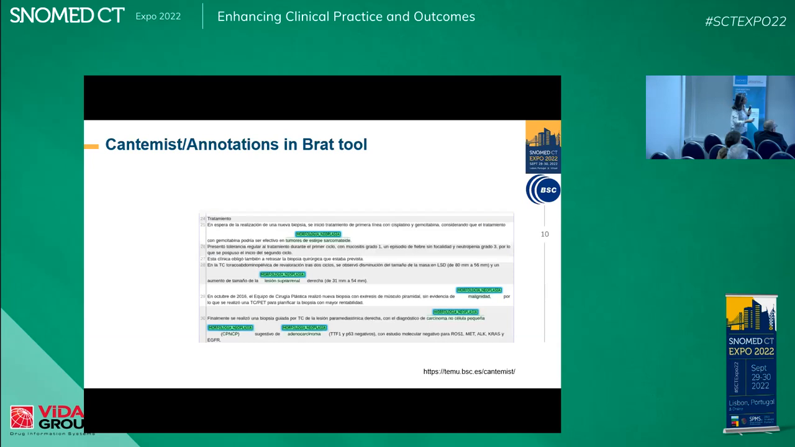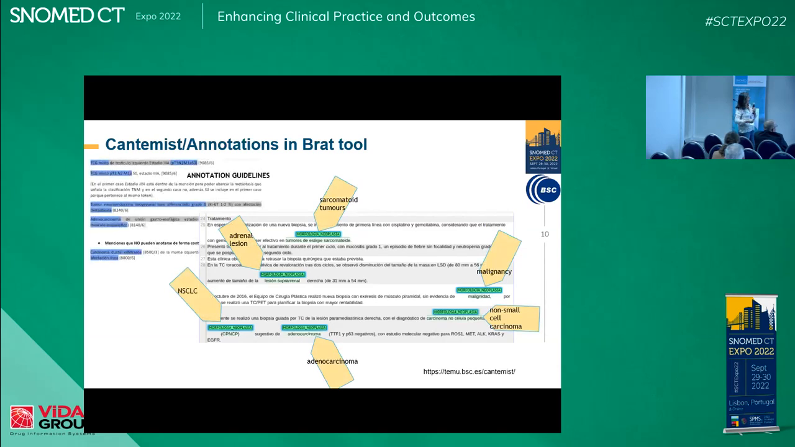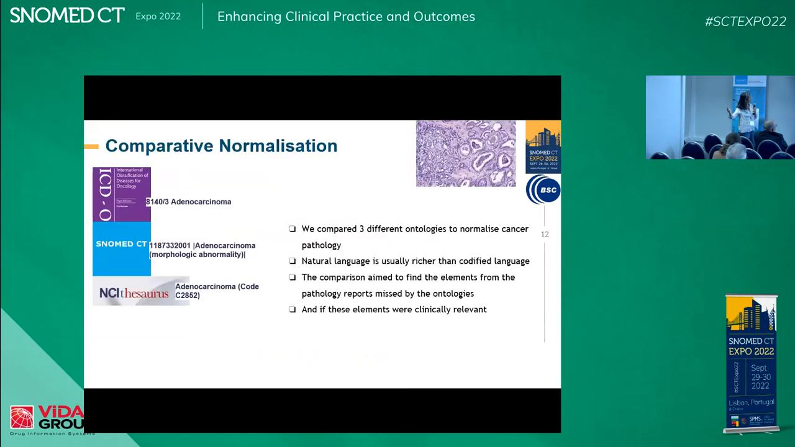Okay, this is an example. The corpus was all in Spanish. It's done in Spanish. It's also freely available. We have here the corresponding annotations that we did, and the annotations were done following these guidelines.